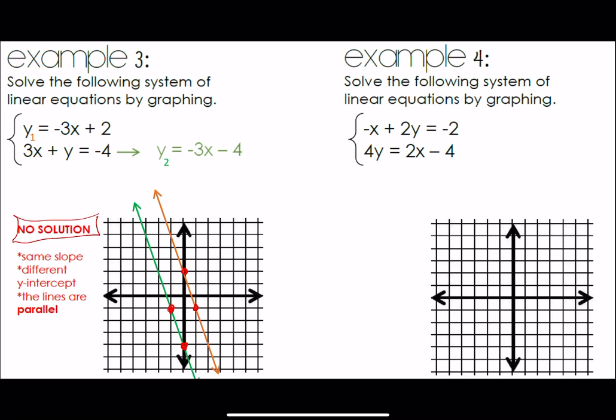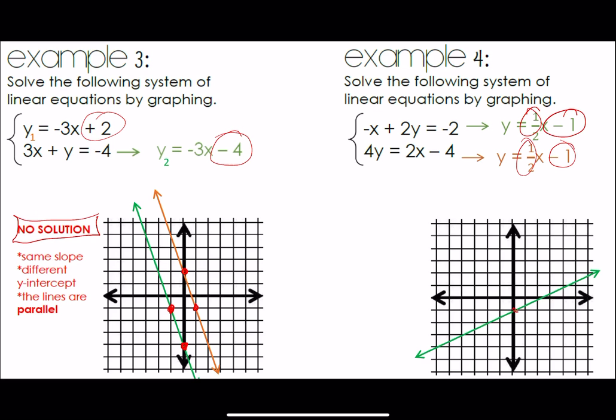All right, last one, example 4. Neither of these are in slope-intercept form, but don't worry, we're going to convert. All right, for this first one, we get y equals 1/2 x minus 1. In the second one, I've got y equals 1/2 x minus 1. Now, you'll notice that our first line is the exact same thing as our second line. It's got the same slope and the same y-intercept. In example 3, they had different y-intercepts. These two have the exact same y-intercept and the exact same slope.